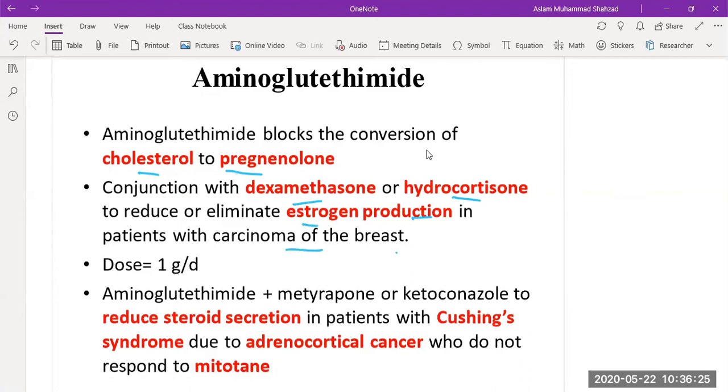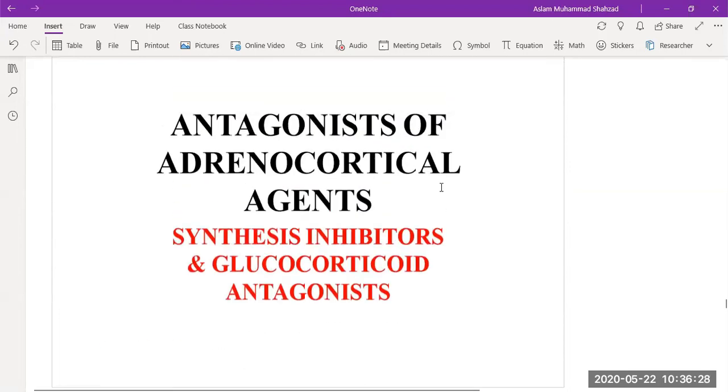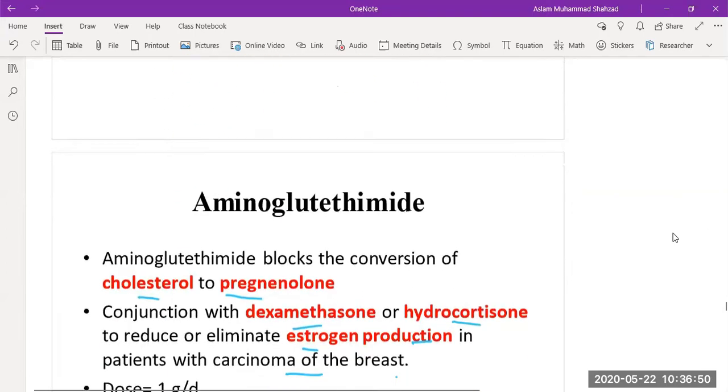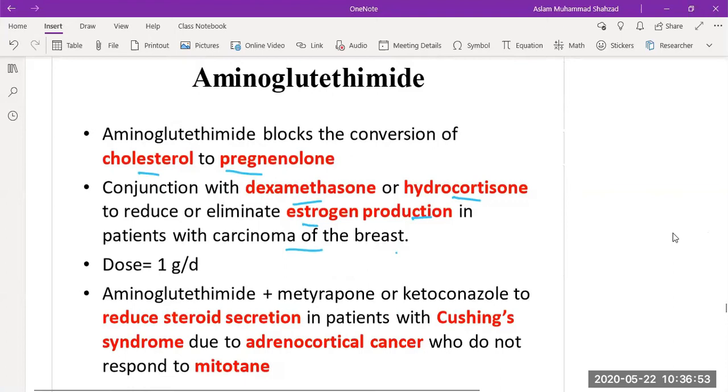First of all, you have to understand what this classification of drugs does. As the name indicates, these are antagonists of adrenocortical agents. And what is the meaning of antagonist? They are blocking the action of adrenocortical hormones. In this case, we are discussing the first classification, which is synthetic inhibitors, and aminoglutethimide is trying to reduce the production of estrogen.